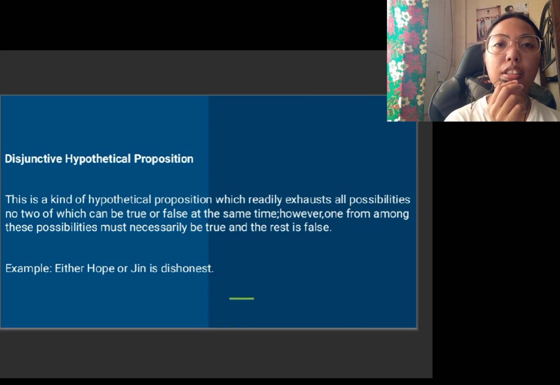There are two things required for this: there must be an exclusive opposition between these two, and the alternatives that can possibly be enumerated must be complete too.